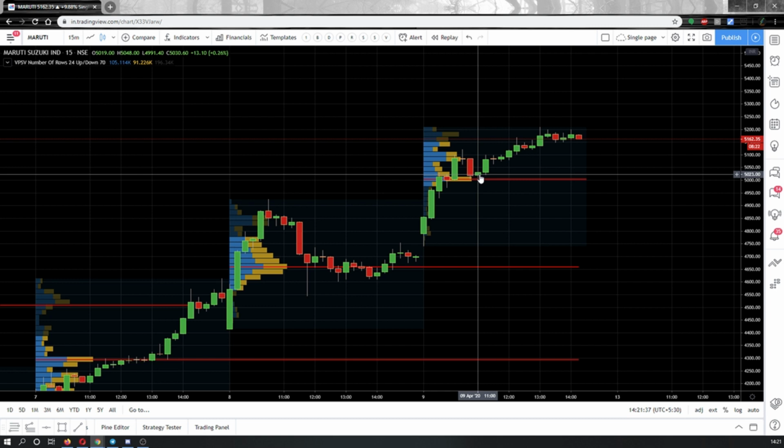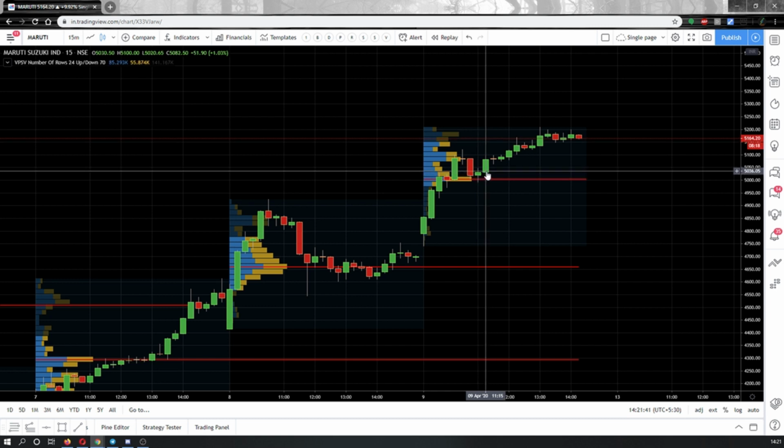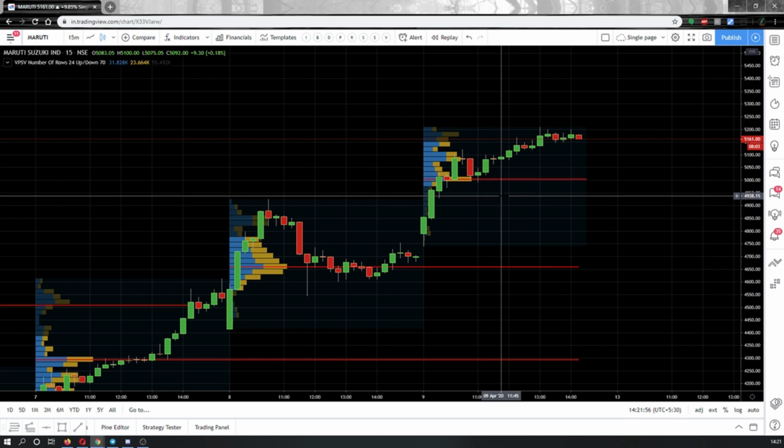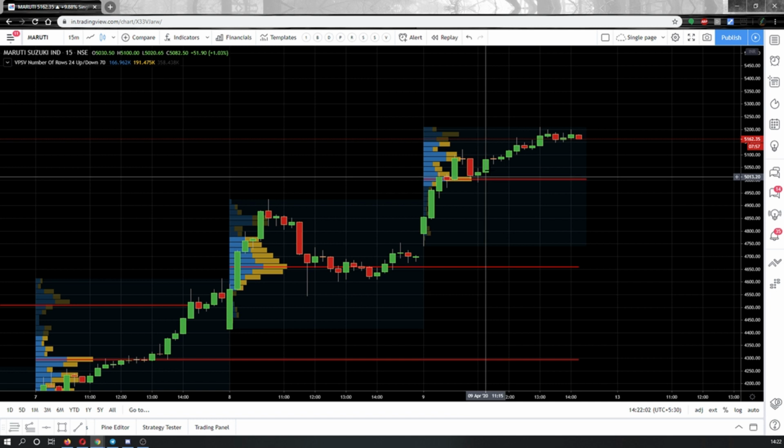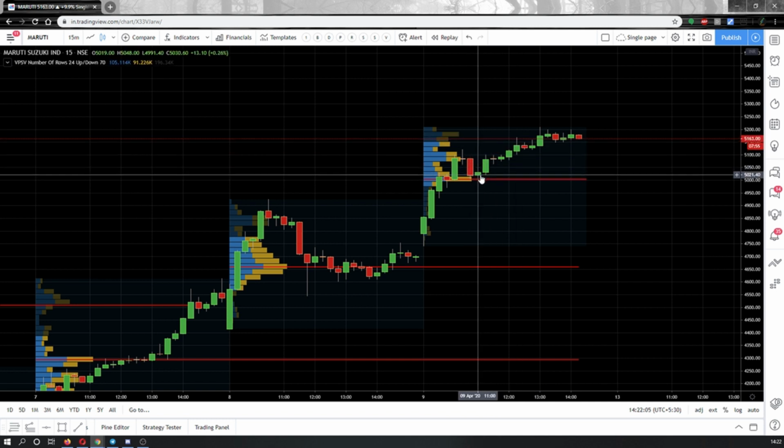So either you take the entry at the 11 o'clock candle or you take the entry at the 11:15 candle. That is how a day trader should trade. If a stock is going up continuously, you do not take up the trade in that situation. You have to be patient enough as a day trader to wait for that particular stock to come down, and then when it again moves up, that is the time when you take the entry.